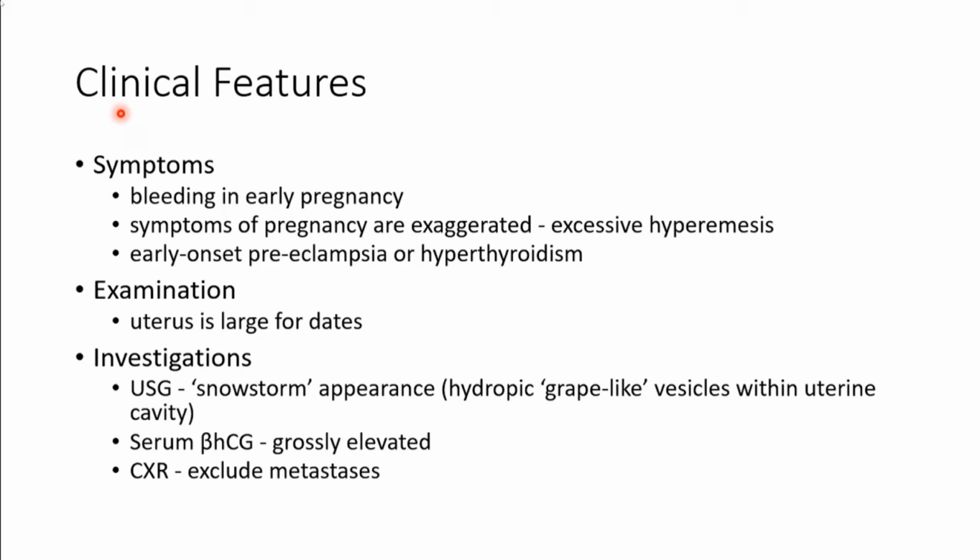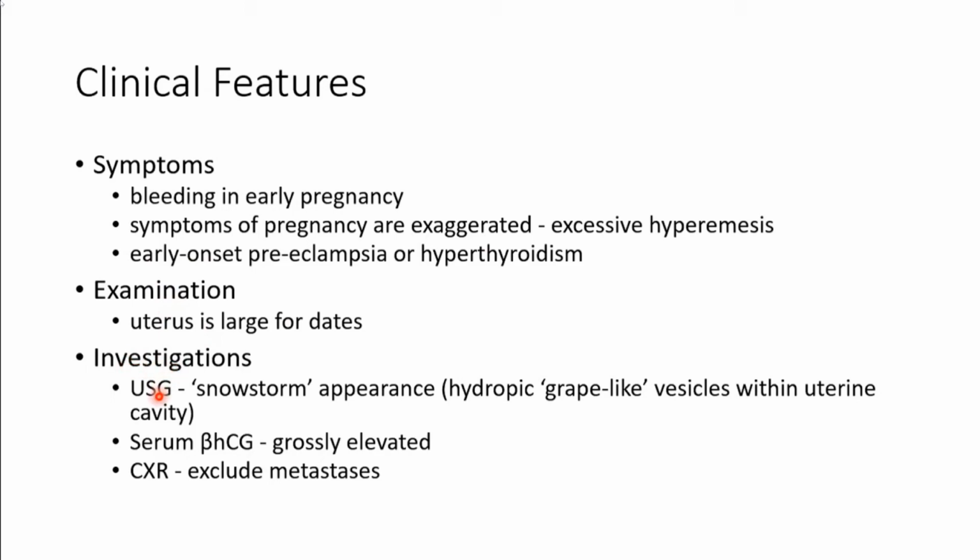Here we discuss the clinical features of gestational trophoblastic disease. The symptoms include bleeding in early pregnancy. Symptoms of pregnancy are exaggerated. Also there will be excessive hyperemesis and vomiting. Early onset of preeclampsia or hyperthyroidism may be present. In abdominal examination, the uterus is larger for date.